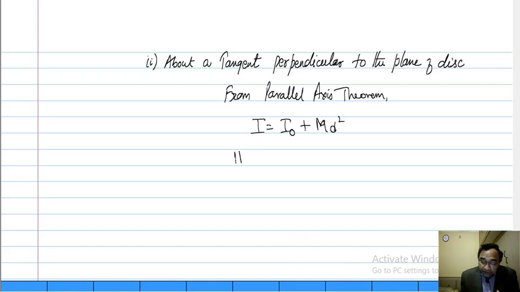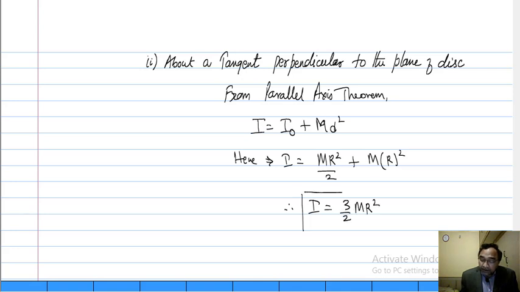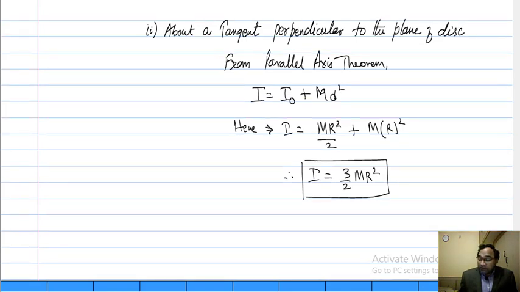So here I is equal to I naught, for the central axis, m r square by 2, plus m times the distance r square. Therefore, I comes out as 3 by 2 mr square. This is exactly how we can find the moment of inertia about the given tangent which is perpendicular to the plane of the disk.